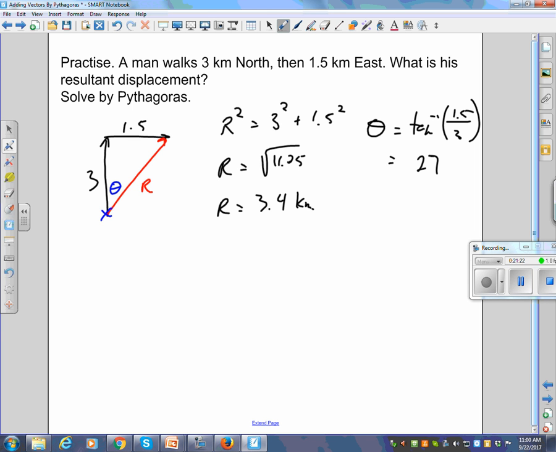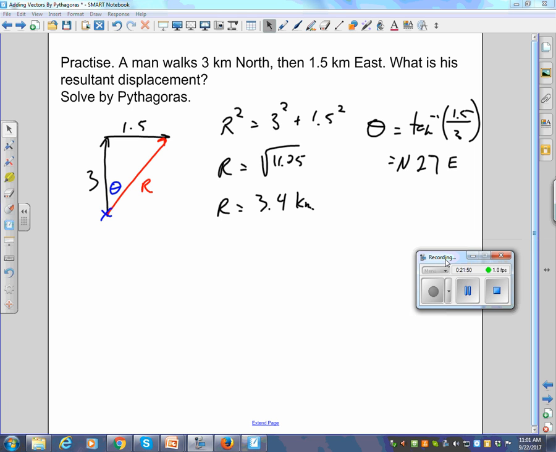Is it totally done? No, I need those directions. So it was 3 north and then east. So north, 27 east. Did you get that? Yeah. Are you going to get exactly the same numbers as me? You should. I mean, if you take out the rounding, you should get the same numbers, right? Pythagoras is the same for everyone. We're not using the sine or cosine rules. Okay? When you can, use Pythagoras. But again, this only works when the triangle is a right triangle.